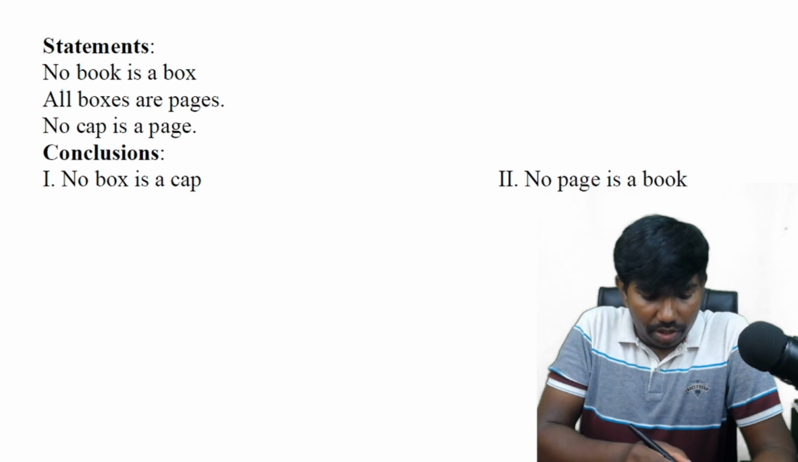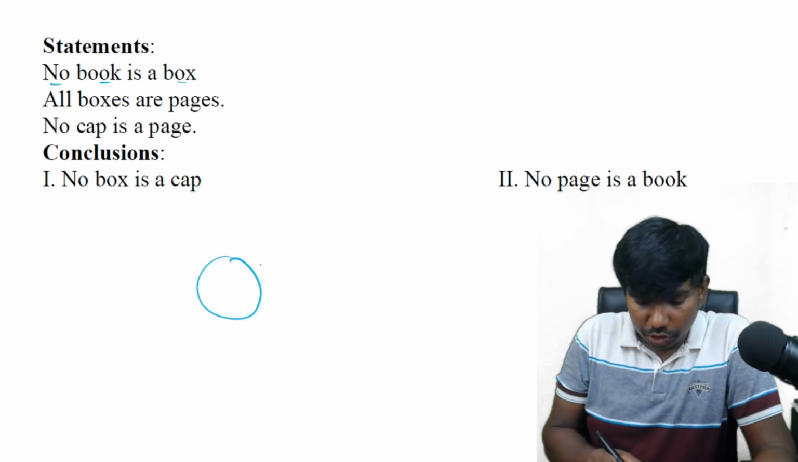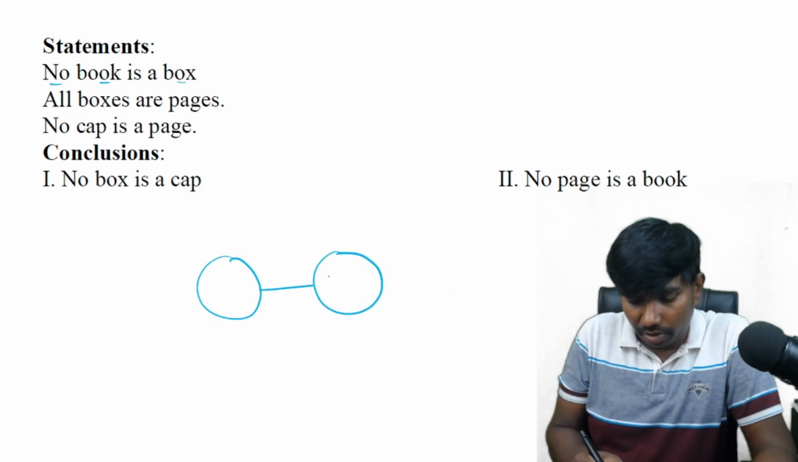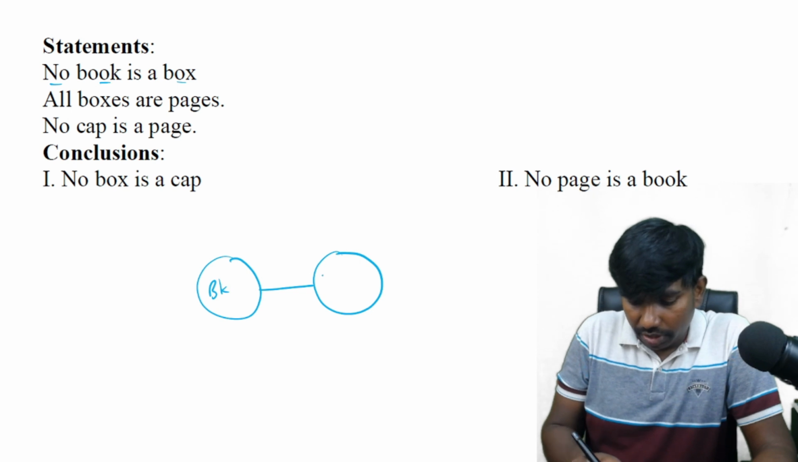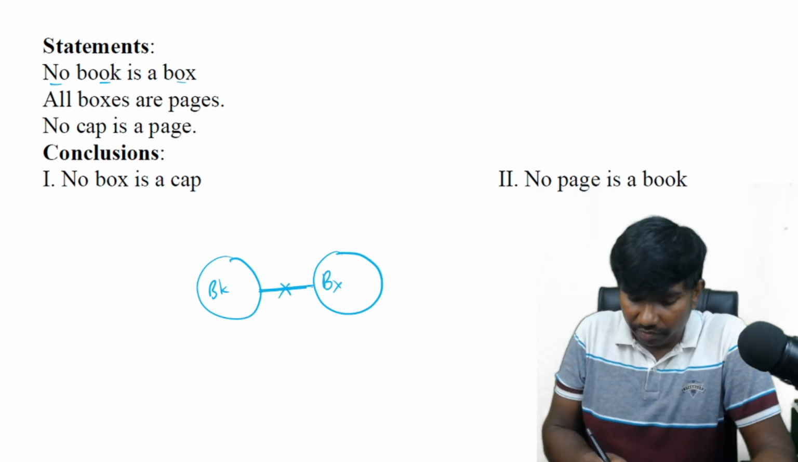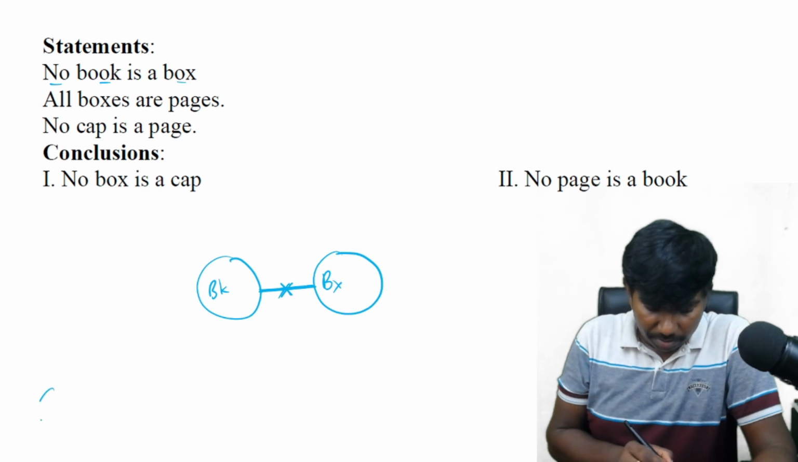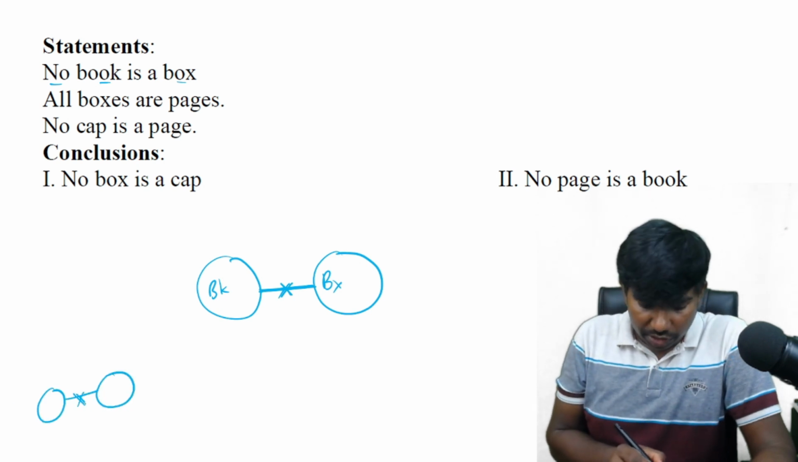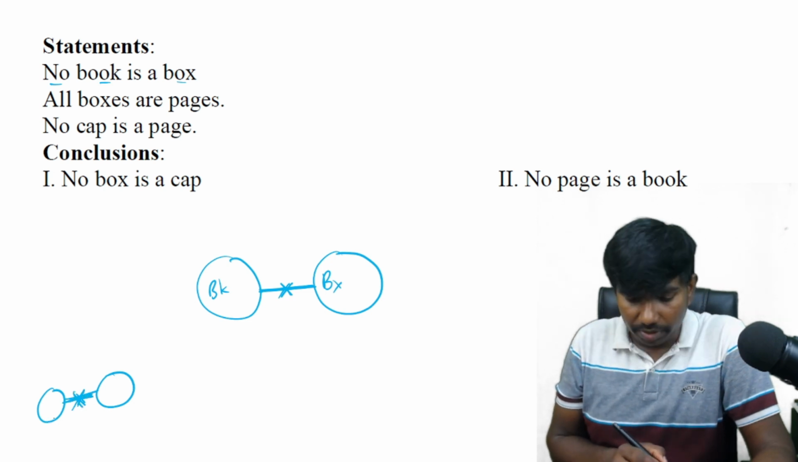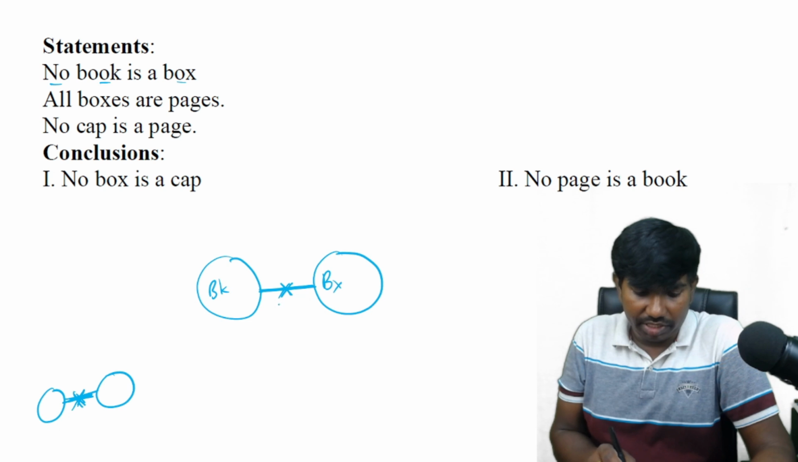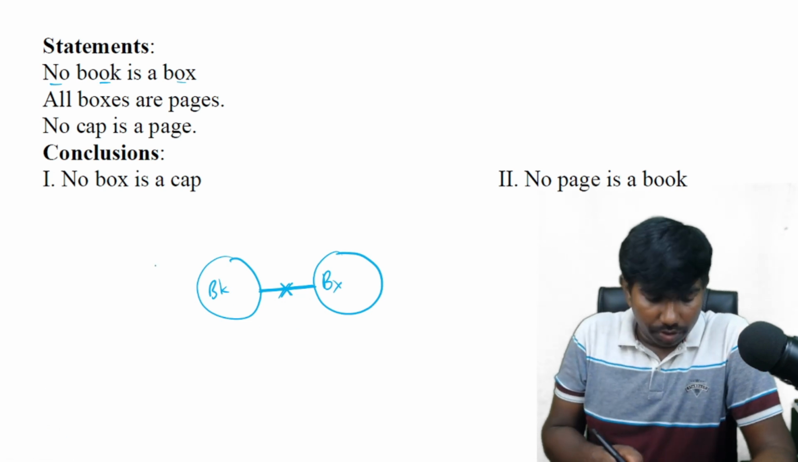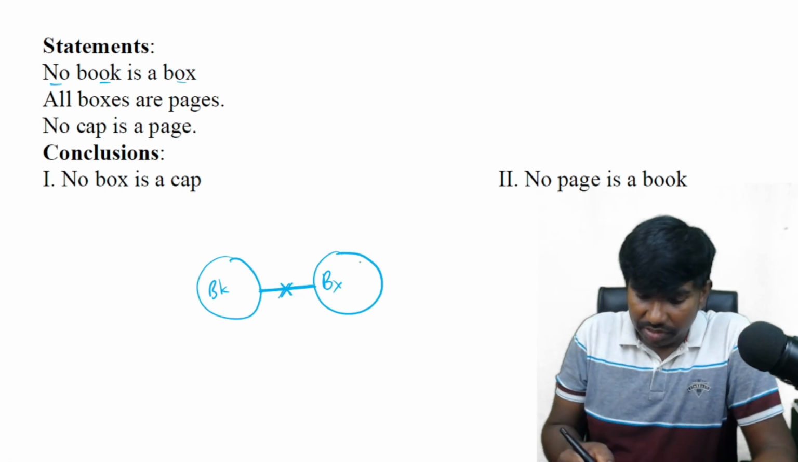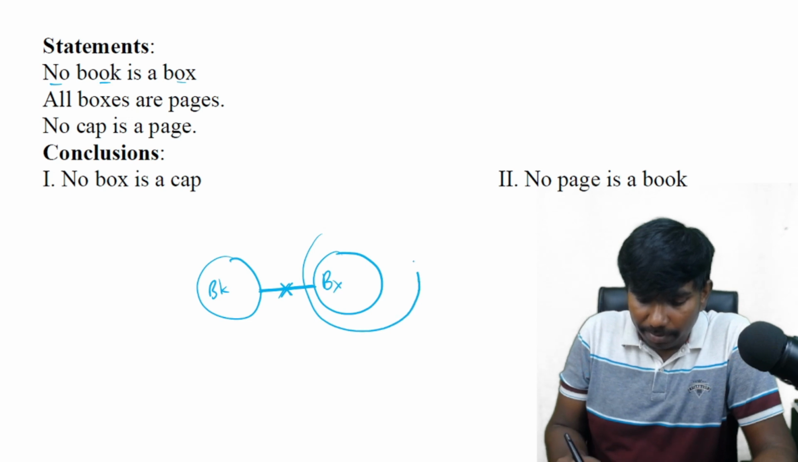Next one. No book is box. There should be no intersection between book and box. This is book and this is box. In any possibility they should not intersect. Why am I drawing them this way, in between two circles? They should not intersect in any possibility. To avoid that overlap, I'm keeping them away. Yes, all boxes are pages. The complete box circle is inside the page circle.